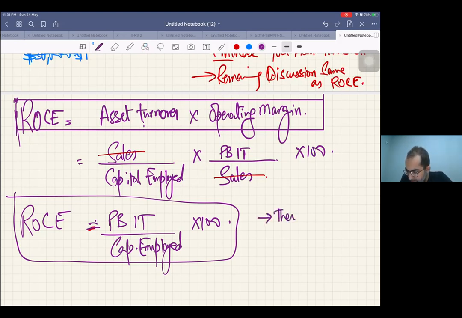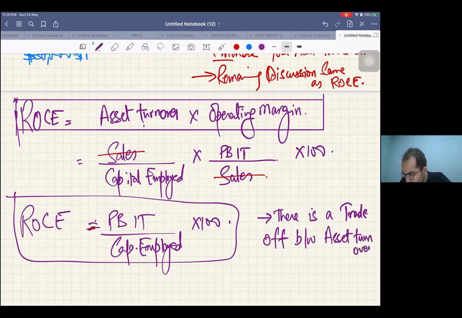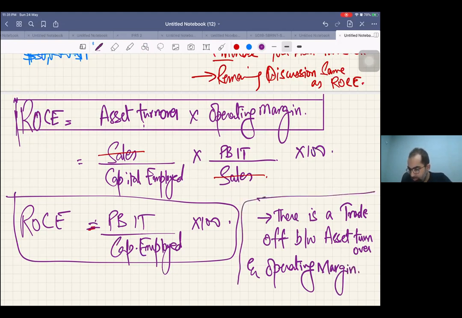There is a trade-off between asset turnover and operating margin. Trade-off means if you want one thing, you will have to lose another thing. It's like give and take. Now let me explain.